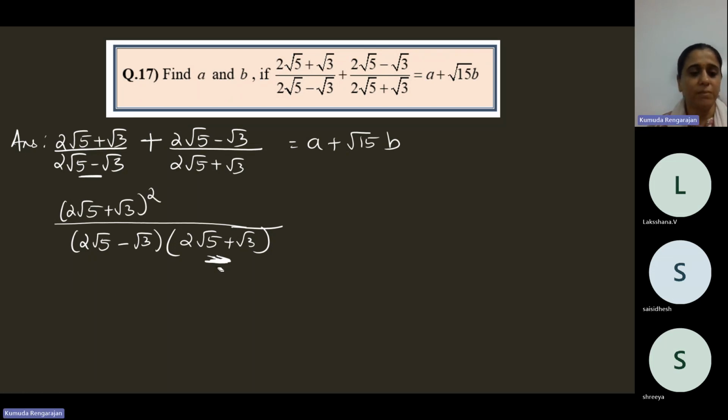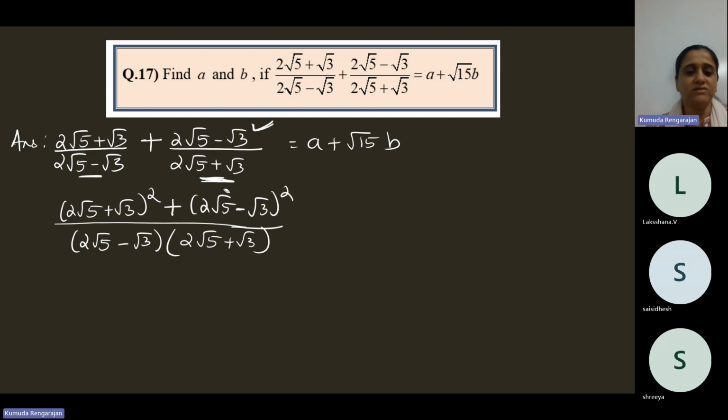Now compare the denominator in the next term. What's the denominator here? 2 root 5 plus root 3. But what's the common denominator we have taken up? This one. So this one is out here. So what's not there? This one. So multiply the numerator with this. What's the numerator here already? 2 root 5 minus root 3. You need to multiply that with 2 root 5 minus root 3, meaning multiply the numerator with itself. So what would you get? The whole square.